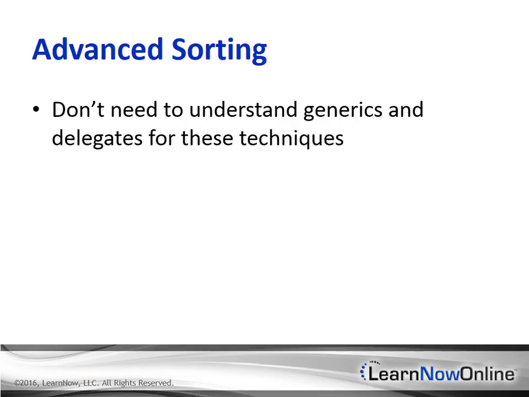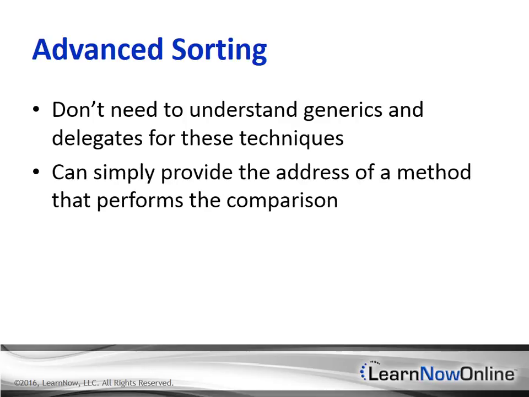Okay, so what I'm going to be talking about is instead of providing an instance of a class that implements IComparer and therefore provides a compare method, you can simply provide the address of a procedure, of a method, that performs the comparison for you when you call the Array.Sort method.